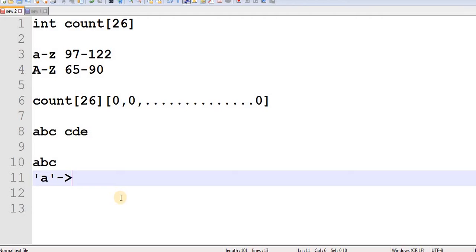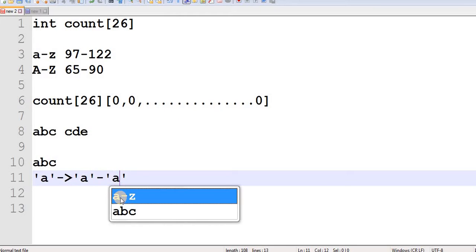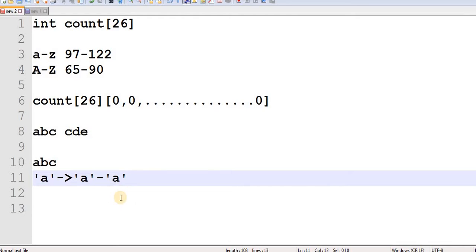ASCII values are used to map a character to an index in the counter array. For every small character encountered in the input string, subtract small a from it. So if the input character is a, I am going to subtract a from it, which is equivalent to 97 minus 97, that is equal to 0. So at index 0, I am going to store the count of the character a.